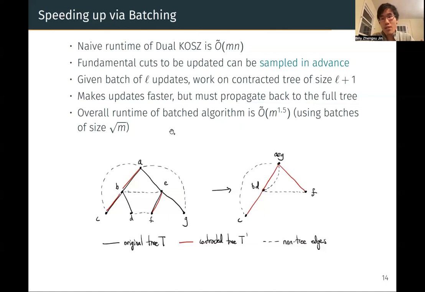That makes updates faster, because instead of having to add a potential to O(n) nodes, we only have to add the potential to O(L) nodes, because our tree only has size L+1 now. But there's also a downside, because after we finish processing the batch, we have to uncontract the tree and propagate those changes back to the full tree. And we can show that the best way to trade off these two is by choosing the batch size to be square root of n, and that results in an overall runtime of O(m^1.5).